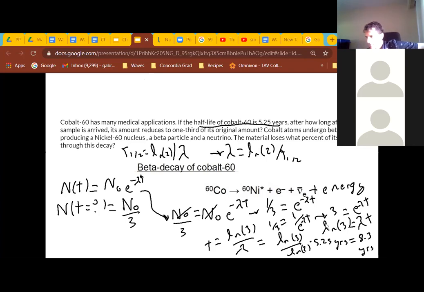Now, as for what the material loses in energy, that's the second part of the question. To find how much the material loses in energy, we need to compare the rest energy of cobalt with the rest energy of nickel. Whatever the difference is, that's the energy that gets released in the decay process. I'm going to pull up a whiteboard and do that here.